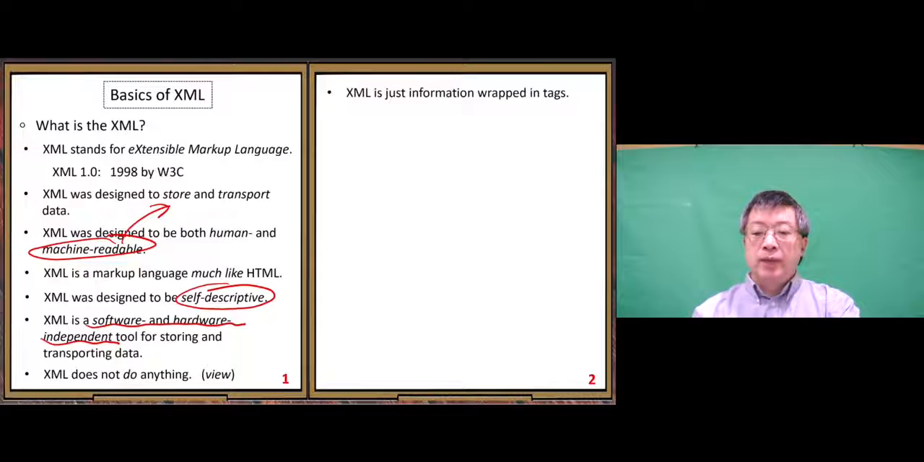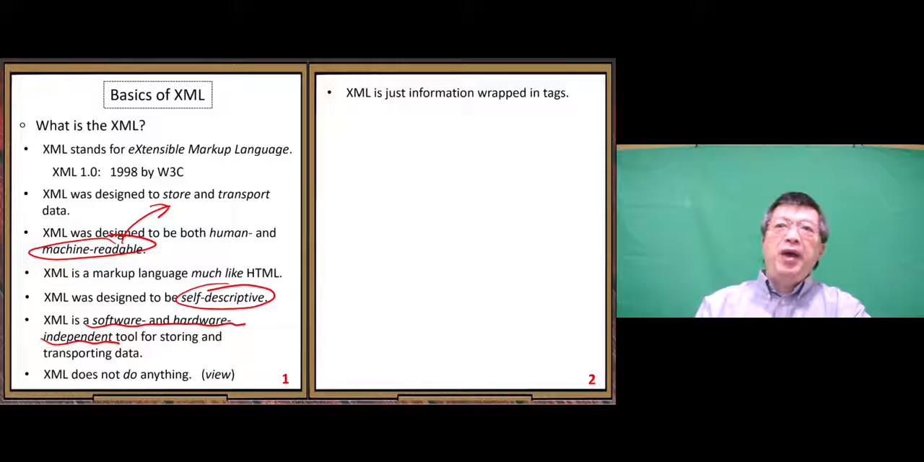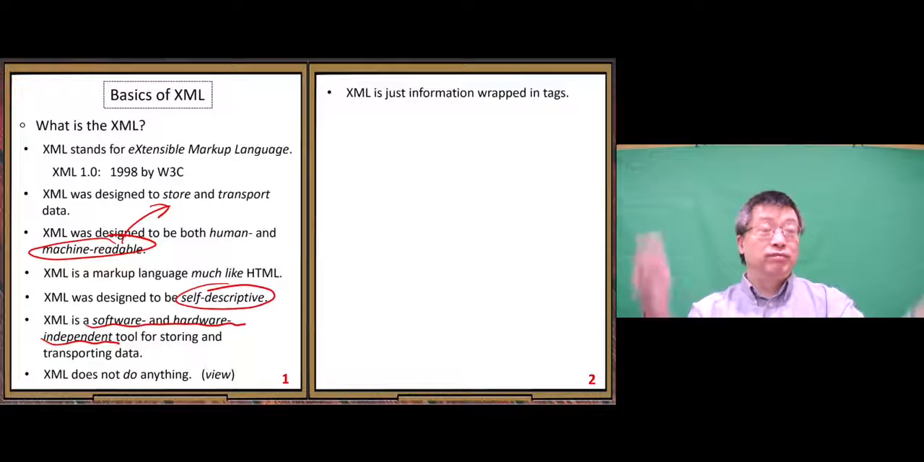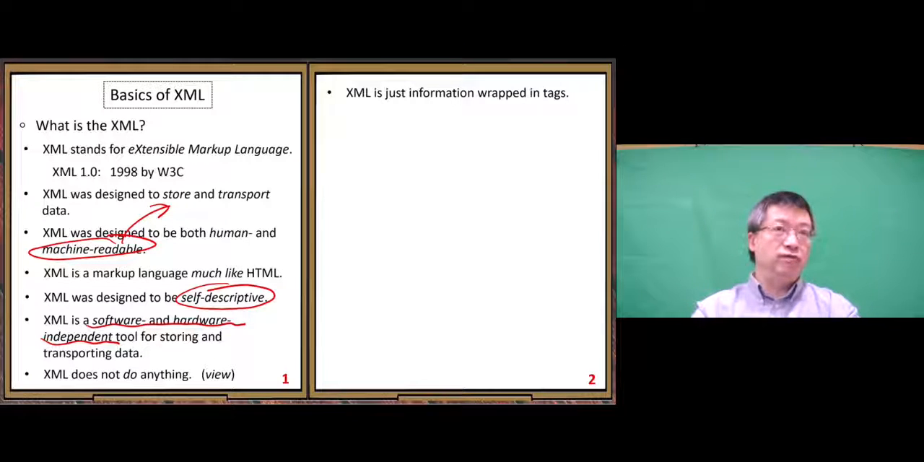Next. All right. Let's get a little more into XML. XML is just information wrapped in tags. This property is similar to that of HTML. Tags wrap information, and they are descriptive, describing the usage and purpose of the data.